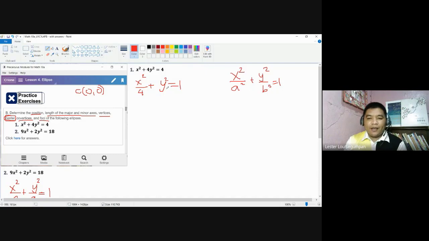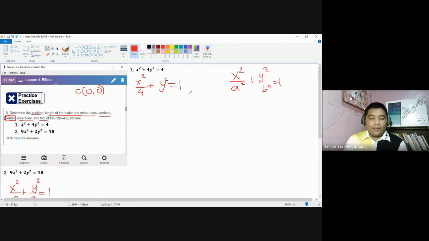Why? Because they follow the same standard form here, wherein there are no more terms just like x minus h and then y minus k here. So they are actually following this form. So both of the centers for numbers one and number two is at the origin. So please take note of that.